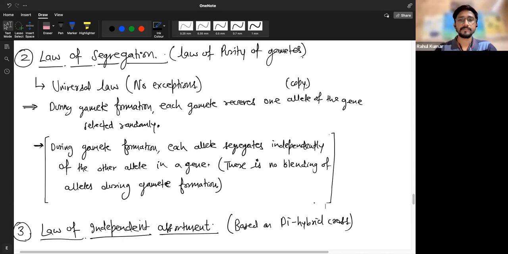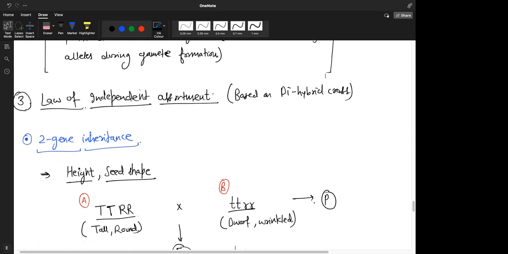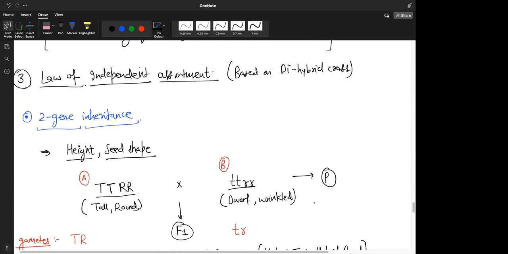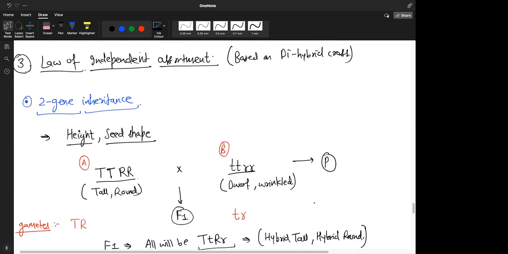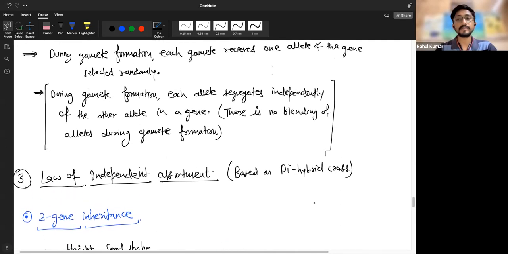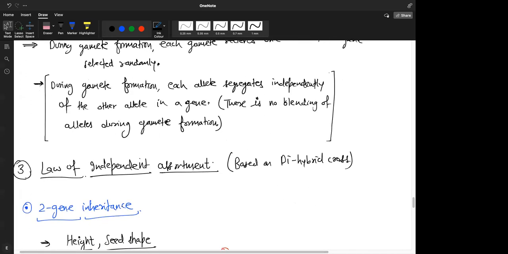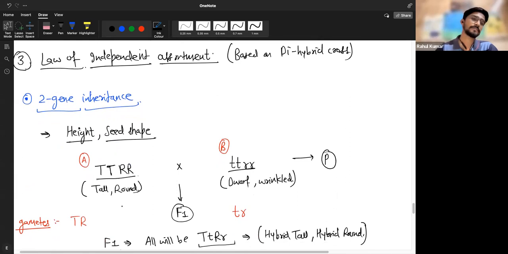So when 2 pairs of traits are combined in a hybrid, segregation of one pair of characters is independent of the other pair of characters. That is for one pair of allele traits; for genes, it is the law of independent assortment.